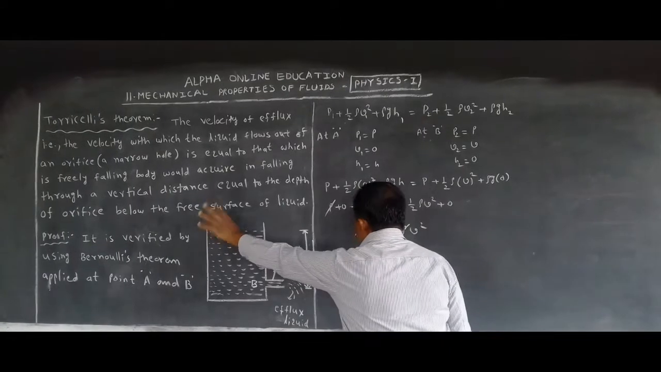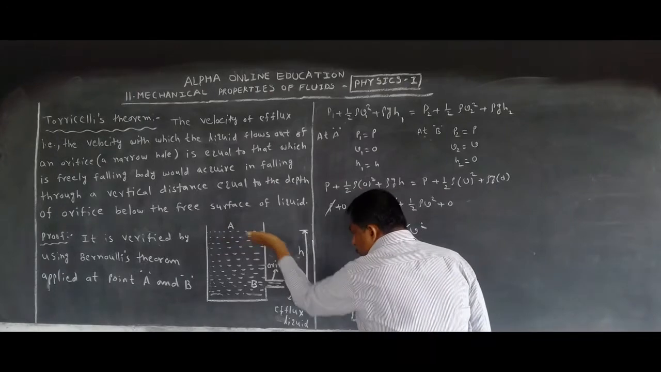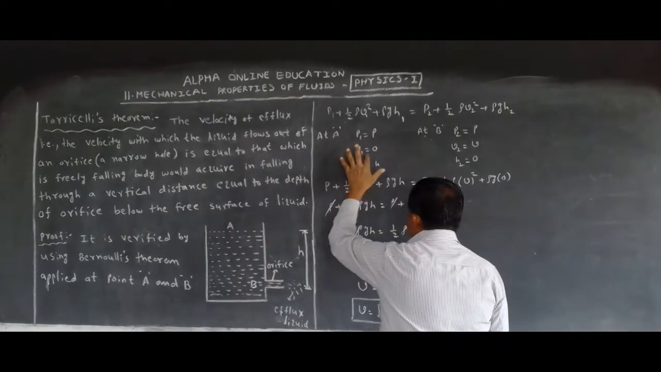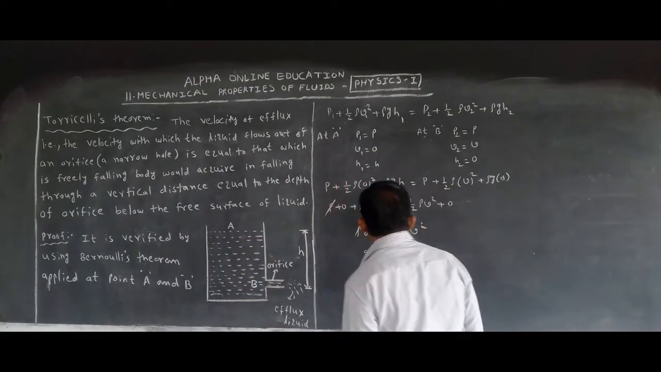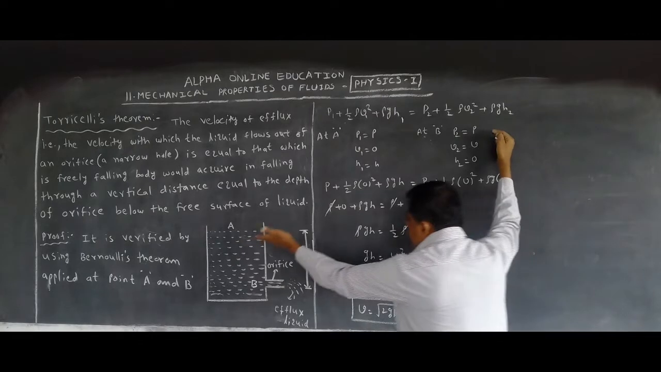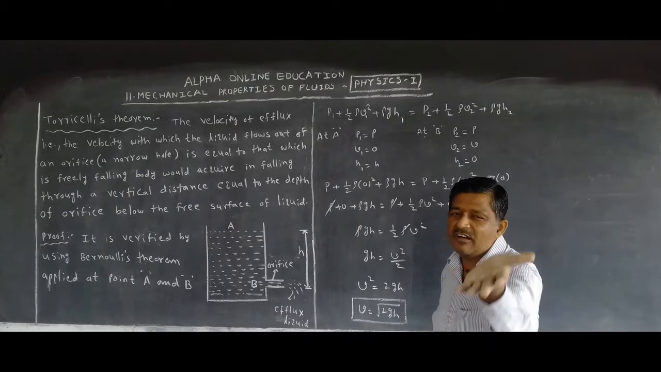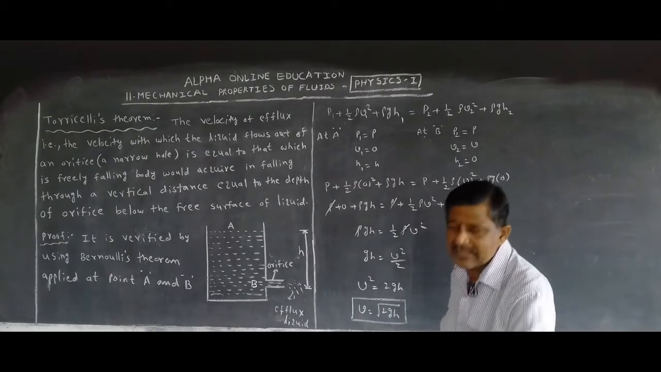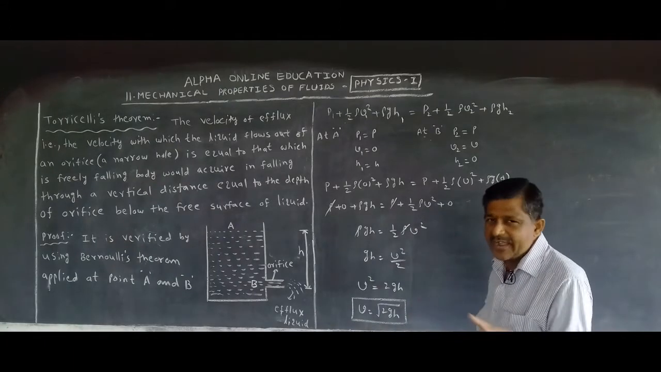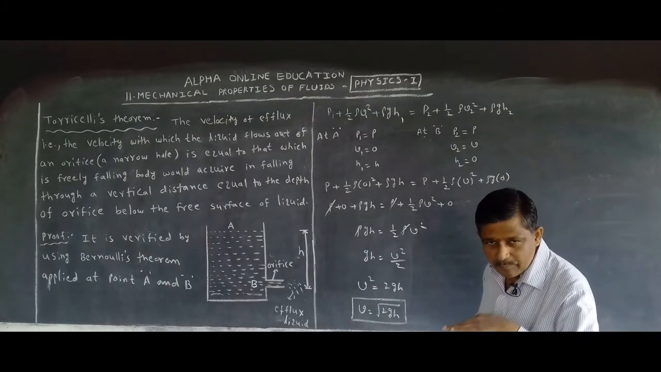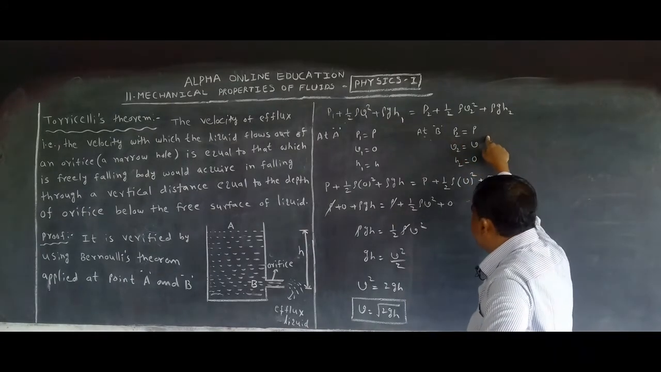Now let us take point A, the free surface. P1 is equal to P, the atmospheric pressure. The liquid does not flow at point A, so velocity is 0. Now from the orifice, how much height is there? h. At B, the liquid is at rest, and as per Pascal's law the pressure is the same at all points when the liquid is at rest. So P2 is equal to P.